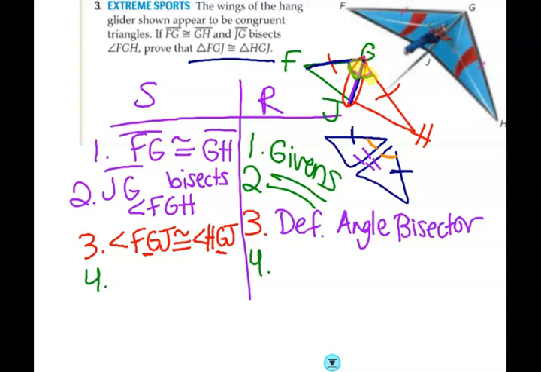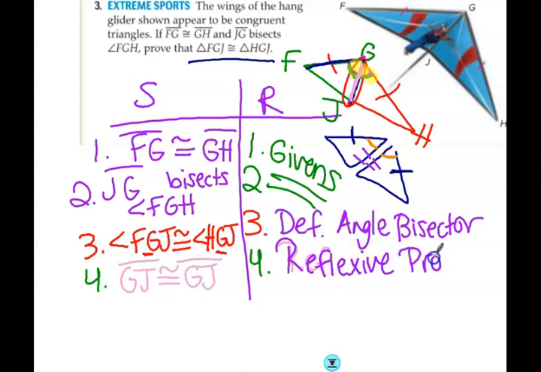All right, the last thing we need to prove is the last set of sides. So it's this side right here, GJ. Well, they're the exact same thing. So GJ is congruent to GJ because they're the same thing. But what fanciness am I going to use? I'm going to use the reflexive property. So please draw out these pictures when you are solving them. Look to make sure that you're solving it correctly. What is the order? And go from there.